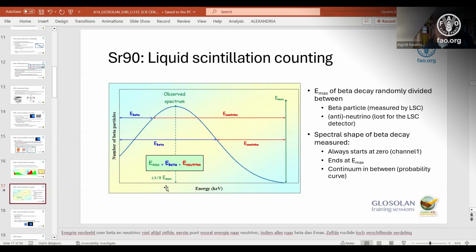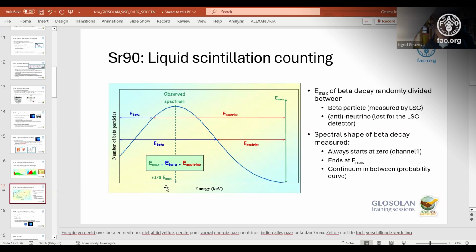The spectral shape of the beta decay is always starting at 0, calling channel 1, and it ends at a specific maximum energy. In between, there is a continuum of energy. It's in fact a probability curve. It's not always the same. But it's of course the same in the sense that if you always measure the same amount and the same nuclide, then you get the same spectrum. So the energy distribution is, in fact, distributed over the beta particle and the neutrino.